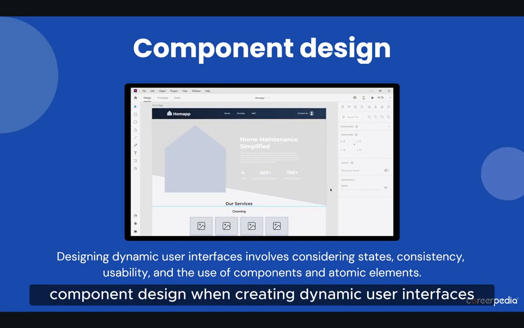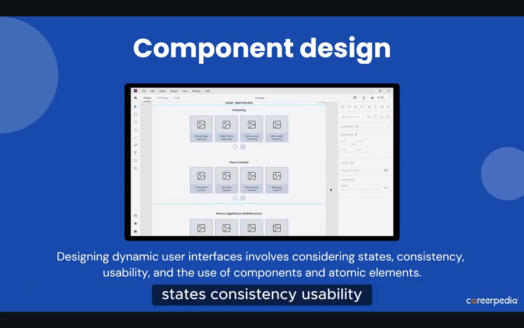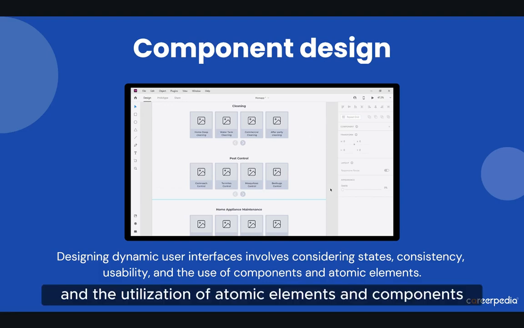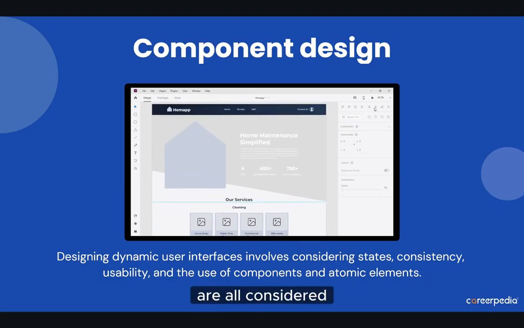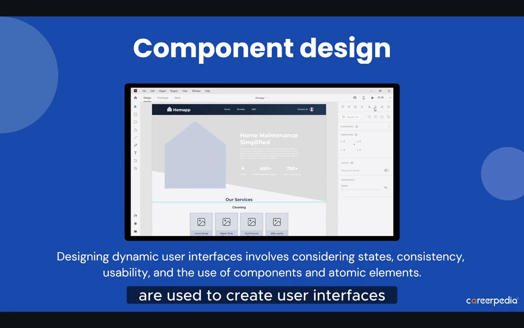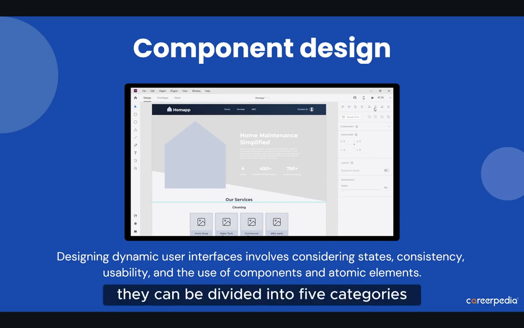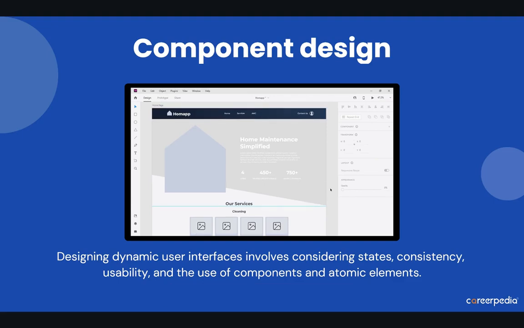Component design. When creating dynamic user interfaces, states, consistency, usability, and the utilization of atomic elements and components are all considered. The interactive building elements, known as components, are used to create user interfaces. Based on their expected use, they can be divided into 5 categories: action, containment, navigation, selection, and text input.